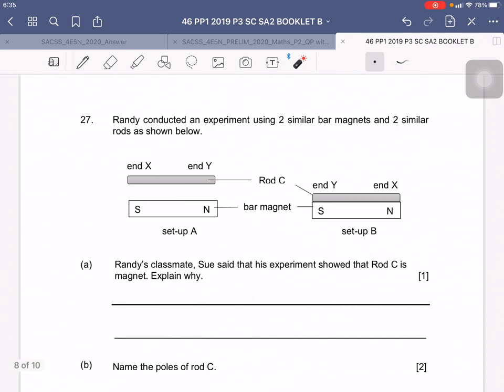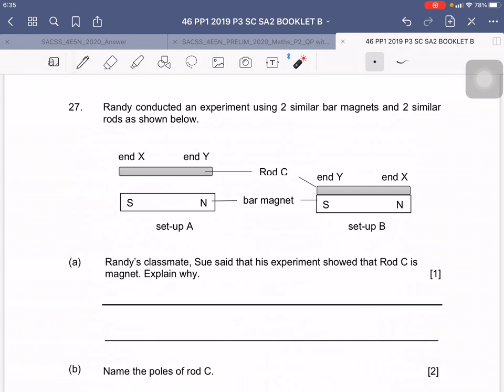Okay, next question, number 27. Magnets. Now this is an experiment using two different bar magnets. So this is bar magnet number 1, bar magnet number 2, and they have rods. So this will be the same rod C. But I notice here the N X is on the left side. This one has Y on the right, but this one has NY on the left and NX is on the right.